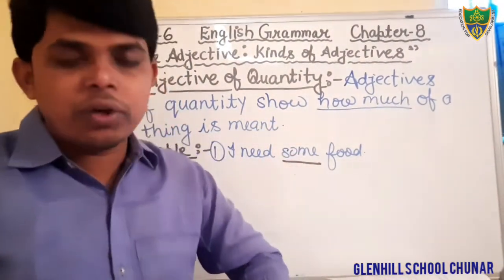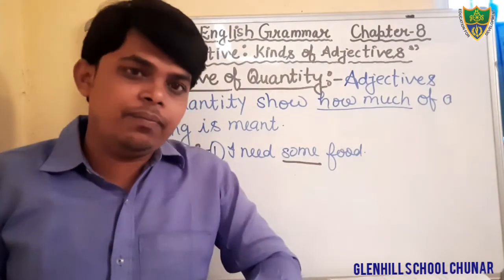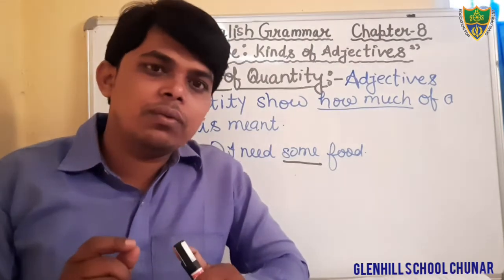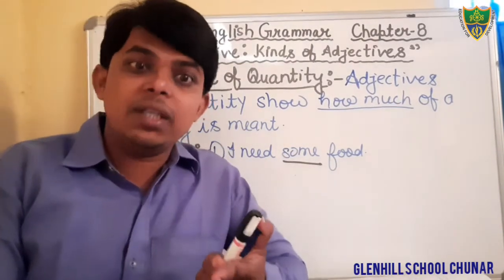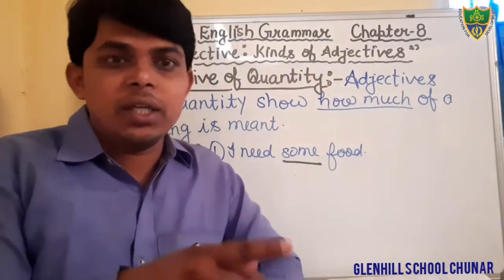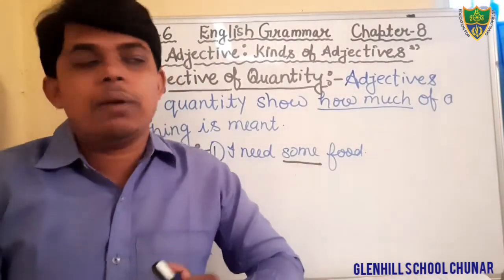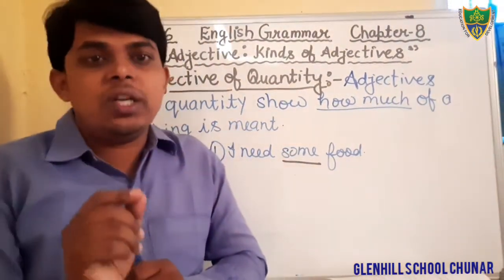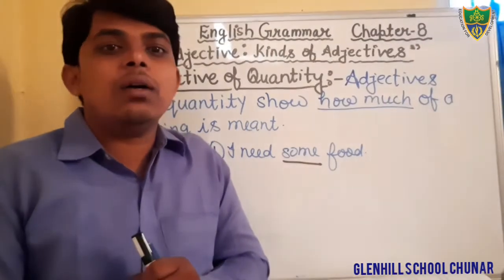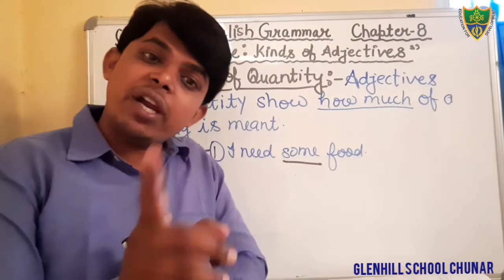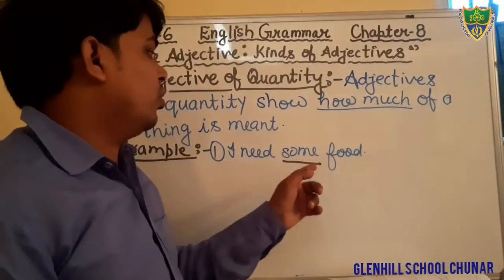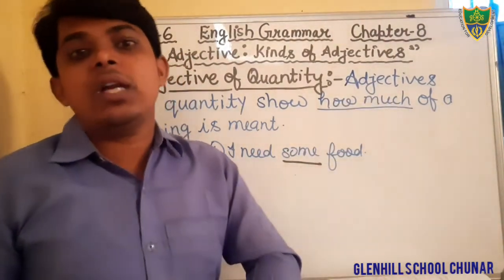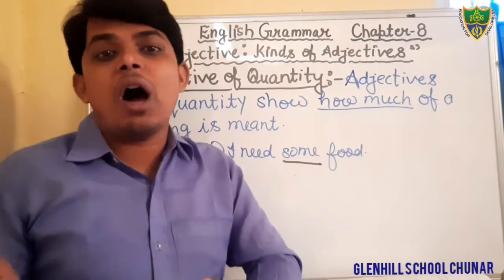Dear students, one thing I want to tell you, that adjective of quantity is for uncountable nouns, and adjective of number is for countable nouns. When you will read the adjective of number after this, you will find that adjective of number also tells the number of people or of a thing, but that you can count. But here you cannot count how much food. It gives the answer of the question how much, but adjective of number gives the answer of the question how many.